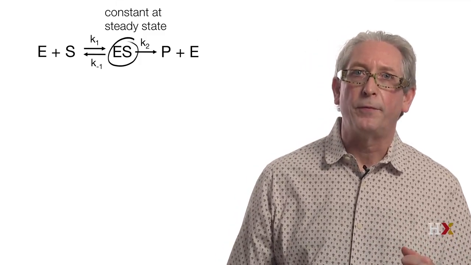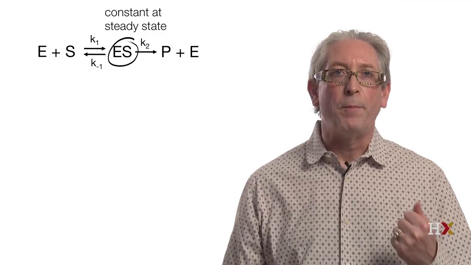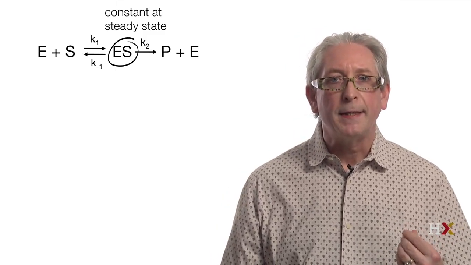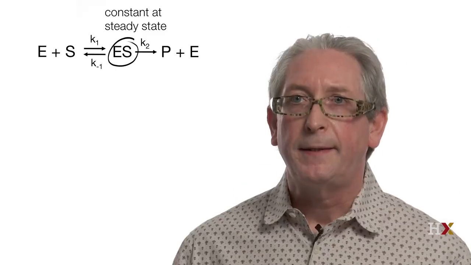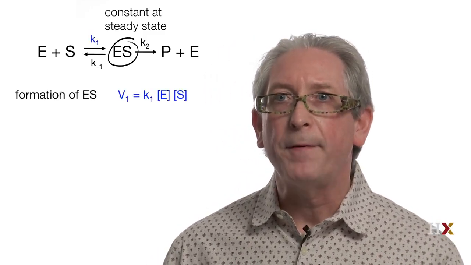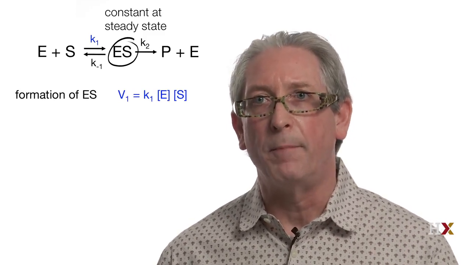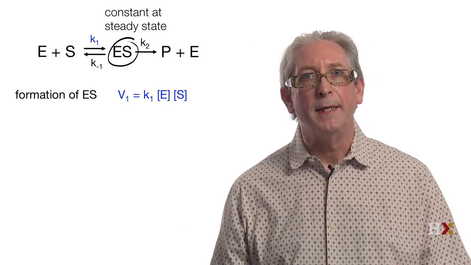The first thing that we have to do is in fact to determine the rate of formation of the enzyme substrate complex. This rate is the product of the rate constant, here K1, times the concentration of the starting materials, here the concentration of substrate and the concentration of enzyme. So what we have is V1, the velocity of formation of the enzyme substrate complex, equals K1 times E times S.